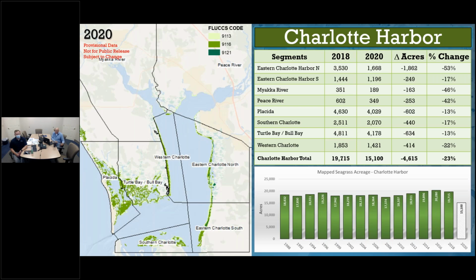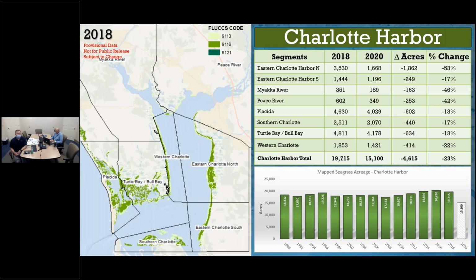That's really significant change, and we're going to delve into that a little bit deeper in the next several slides. But overall, all the bay segments that we map in the harbor system experienced reductions in seagrass, including Myakka River and Peace River. And that ends up with a total for 2020 of about 15,000 acres. That's below any other total that we've had since we started mapping in 1988.